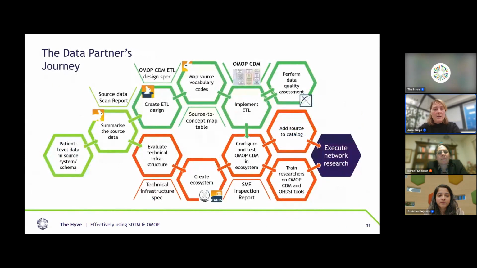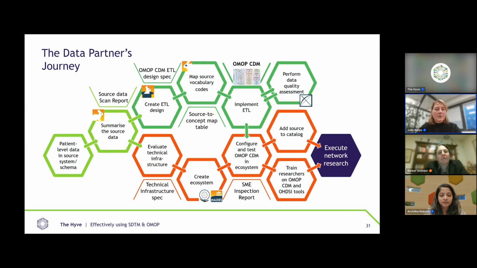On this slide, you see the data partner journey: the steps that a data partner, for example a hospital, goes through to make their data ready for network studies. You start on the bottom left. Everything in green concerns data, and everything in red is more about the infrastructure. The little icons that you see here are the tools developed by the Odyssey community, open source tools that you can use to get your data mapped to the standards.